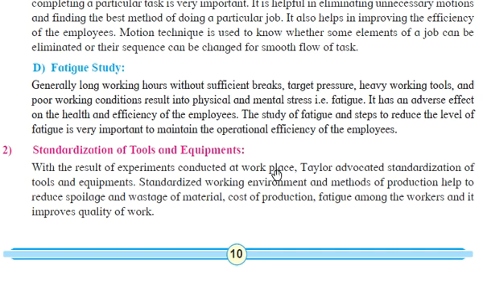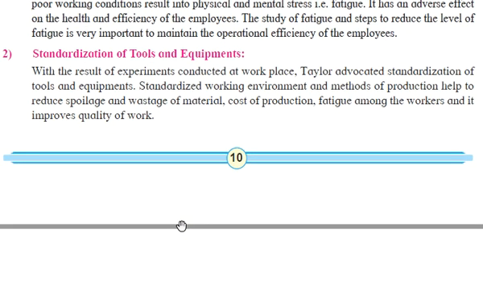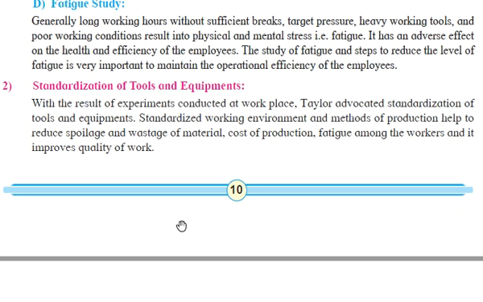Next is the standardization of tools and equipments. In this, standardization in production implies selecting the standard tools and equipment for production and maintaining a standard working condition at the place of work. This standardized working environment and methods of production help to reduce spoilage, wastage of material and cost of production and fatigue among the workers, and it improves the quality of work.